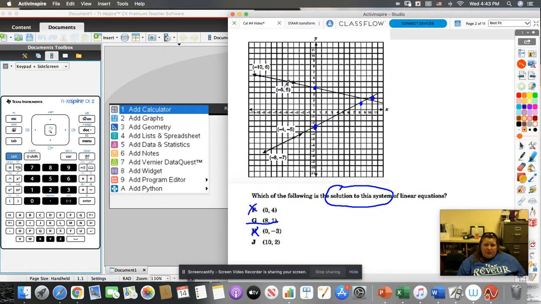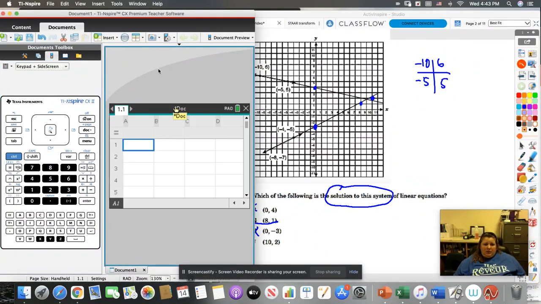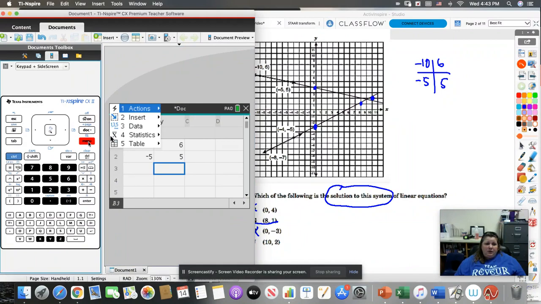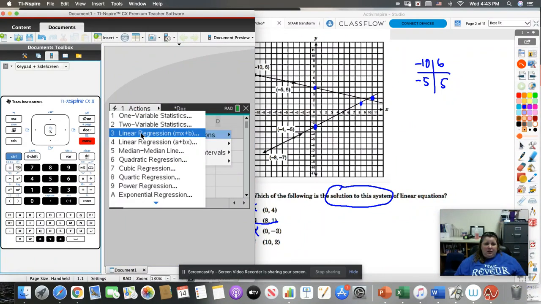So for the first line, they gave me 2 points. That's like giving me a table. So I come over here, lists and spreadsheets. Again, I have to click X and Y. I type in my points. Again, this is just to kind of review skill number 3, calculator skill 3. Then you hit menu, statistics, stat calculations, and linear regression.